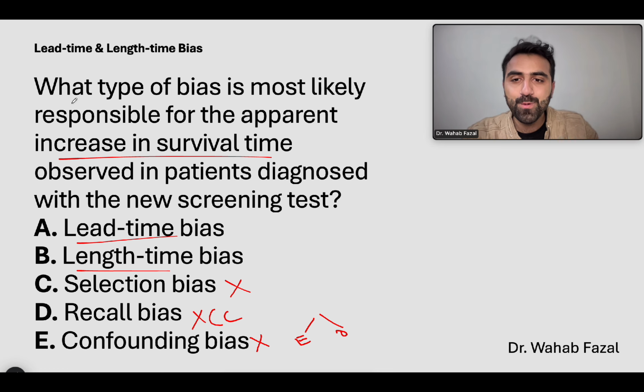If you just look at this part of the question, which type of bias is most likely to be responsible for the apparent increase in survival time observed in patients diagnosed with this new screening test? As the previous question also said, we're getting this apparent increase in survival time without doing much for the disease. So that is lead time bias. There is a reason I try to make these questions a bit confusing. Why is it not length time bias? Because they did not say this was a very, very slow growing disease.